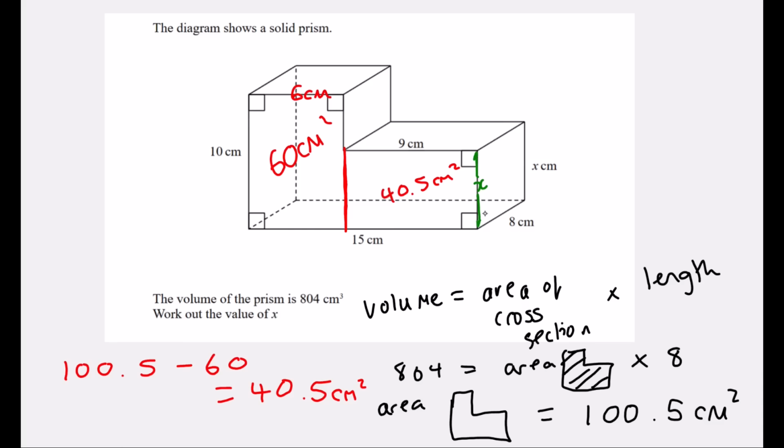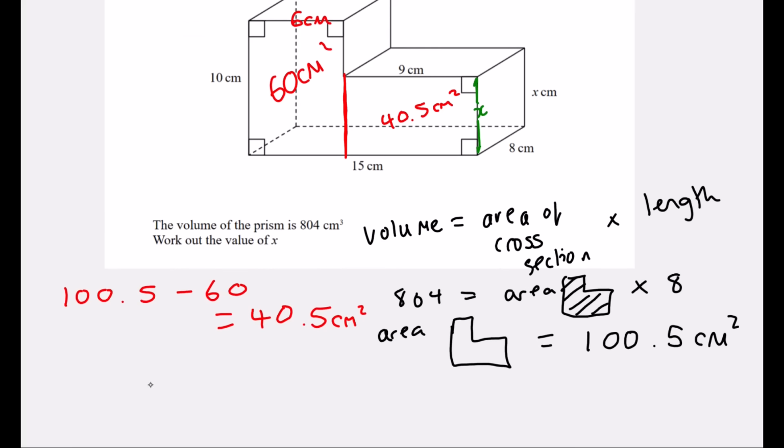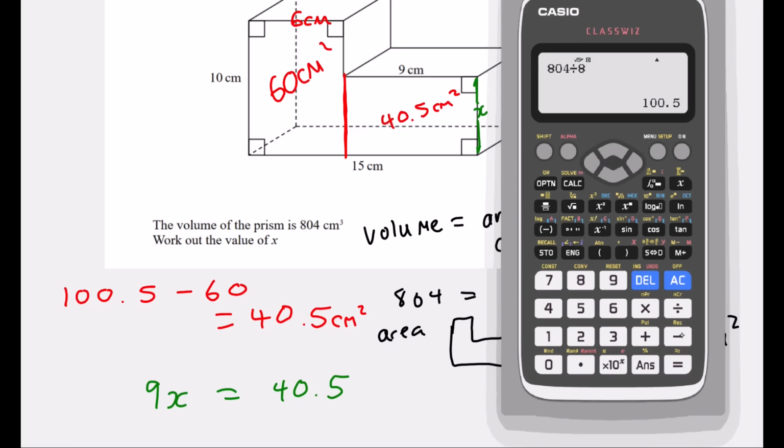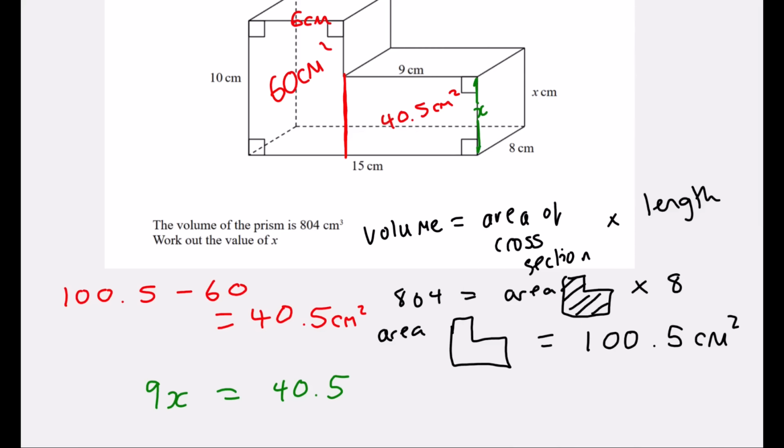It is 9 times x. So 9x is 40.5. Divide, so take off the 60, and then divide by 9, and that is 4.5. So it must be 4.5 centimeters. That is our answer.